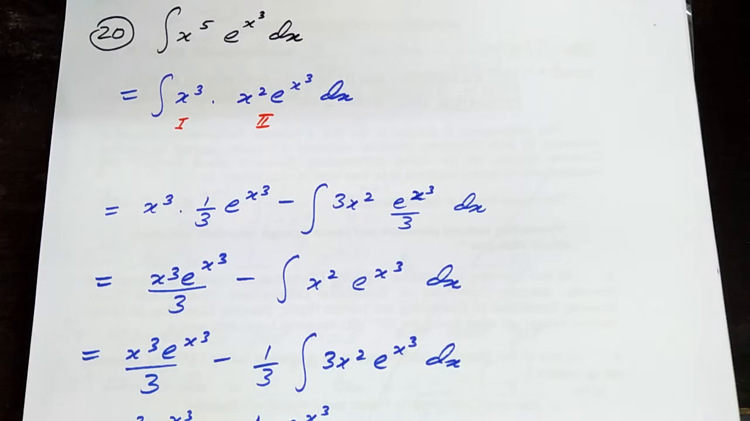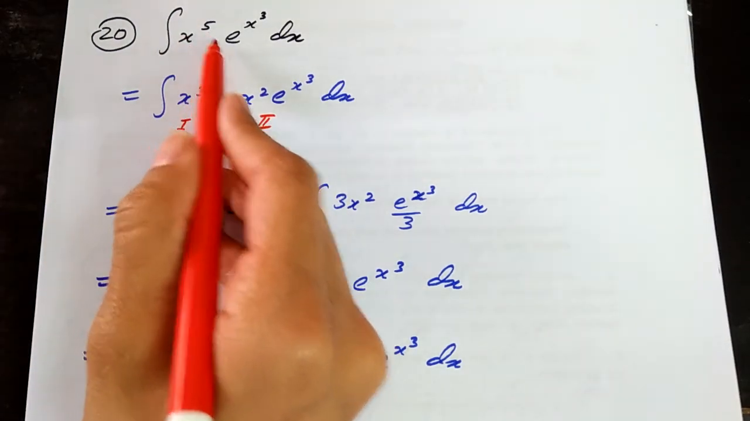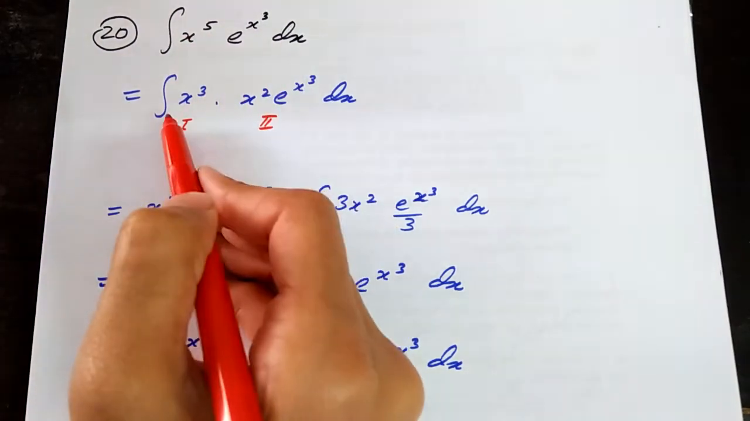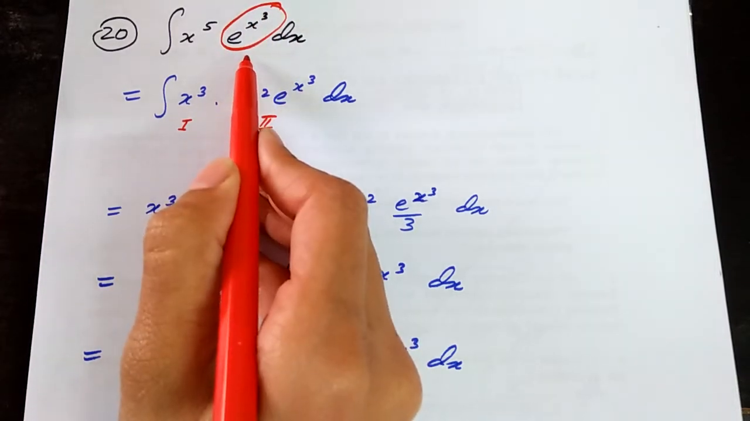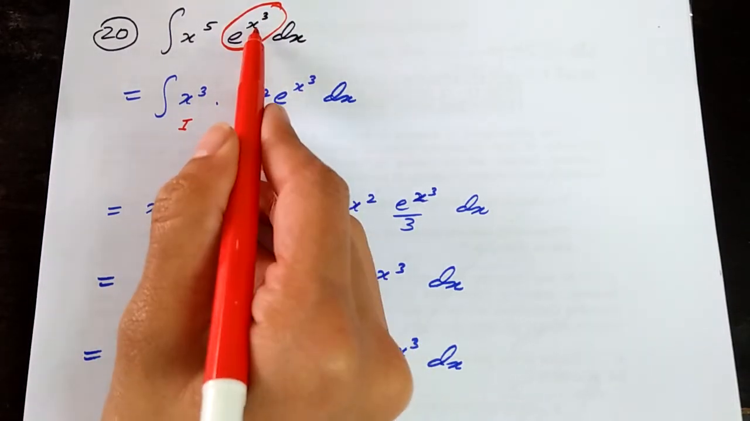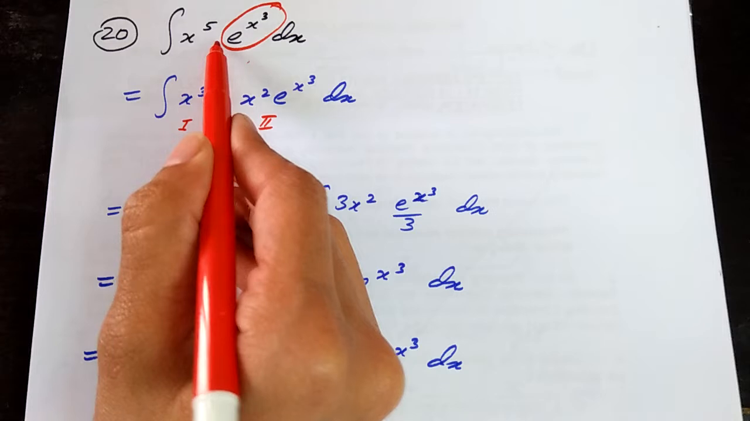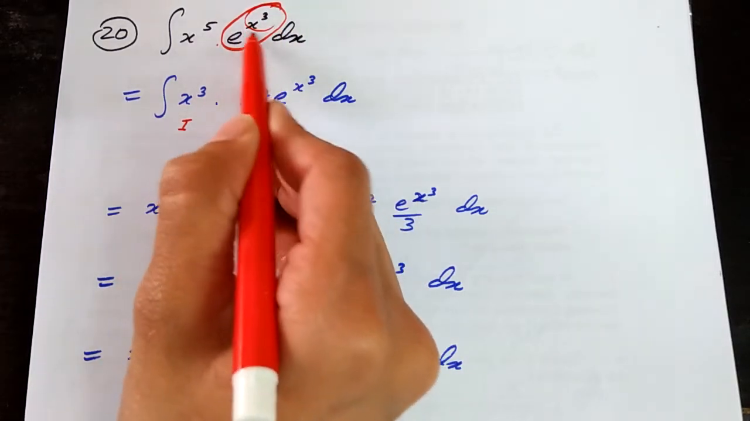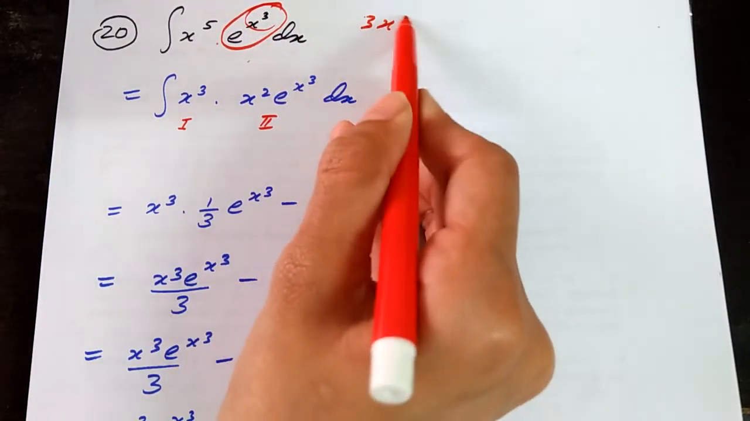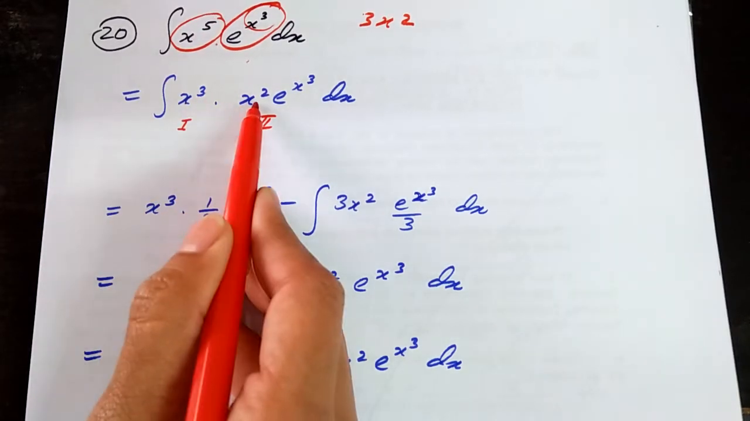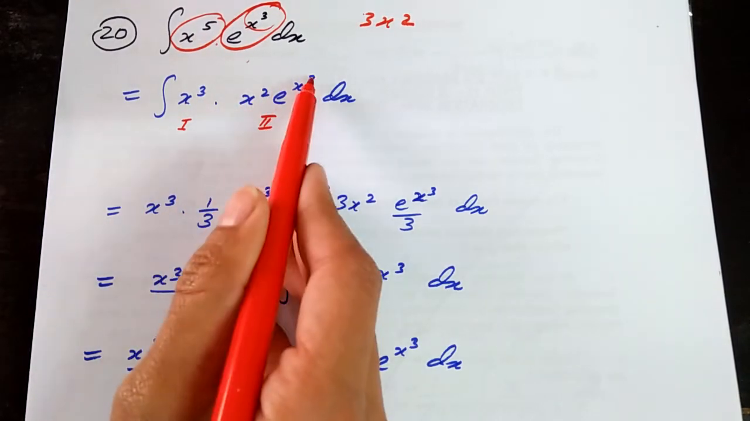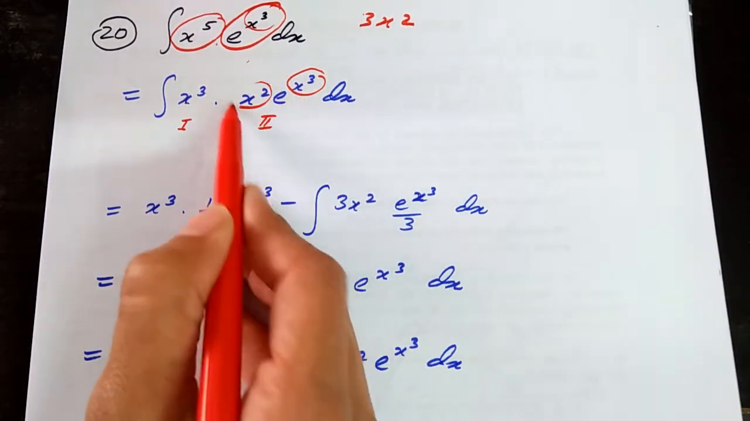Question number 20. Integrate x raised to power 5 e raised to power x cube dx. Now we have here some complicated function. We can make its derivative with itself. We know that the derivative of x cube is 3x square. We can just split x to the power 5 as x cube into x square like this. Now you see x cube has the derivative with itself.